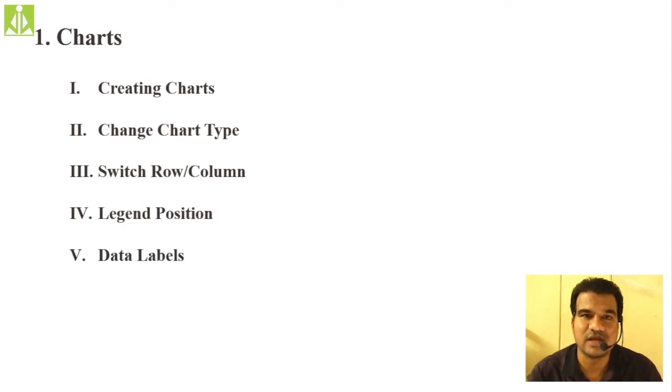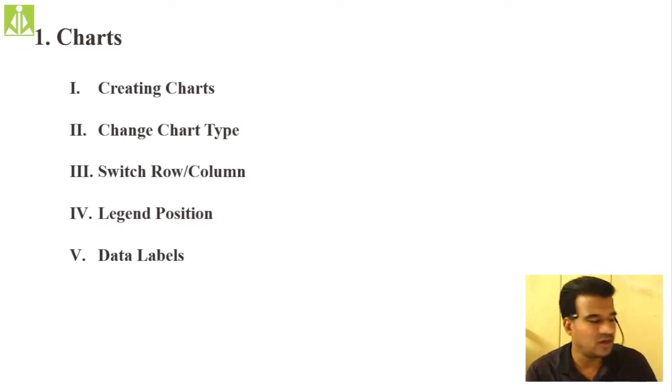All these things we'll see in simple charts. First I will create a simple chart, and in that simple chart I will try to explain creating charts, changing the chart type, switching between rows and columns, legend position, and data labels. What is a legend, what are data labels, how we can shift the rows and columns, how we can change the chart type, and how we can create the chart, all these things we'll see in this session.